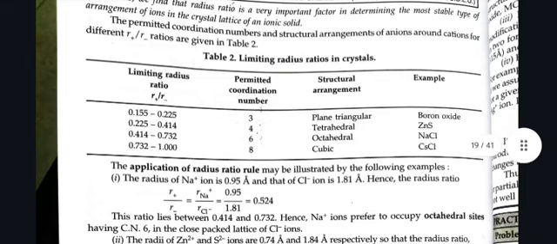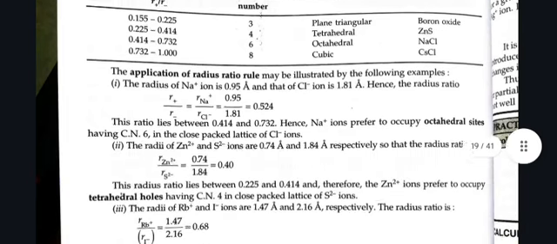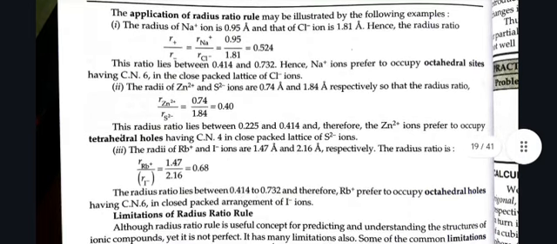Structural arrangement: cubic, example CsCl. The application of the radius ratio rule may be illustrated by the following example. The radius of Na+ ion is 0.95 angstrom and that of Cl- ion is 1.81 angstrom. Hence the radius ratio r+ to r-, that is radius of Na+ to radius of Cl-, is 0.95 to 1.81, which gives 0.524.